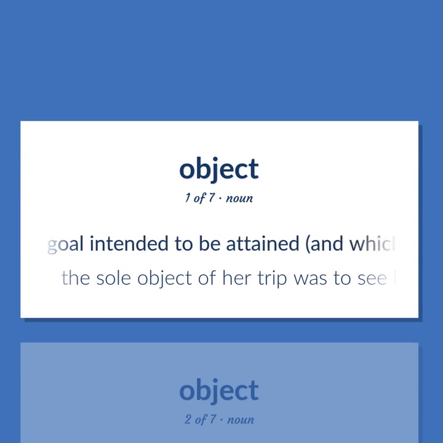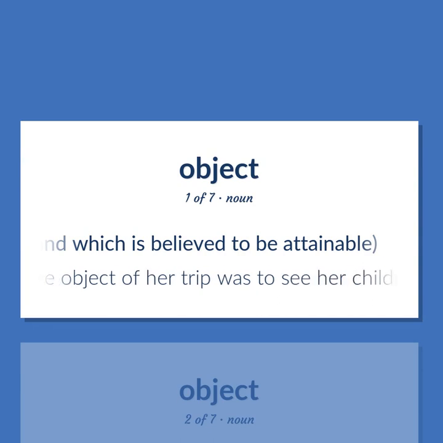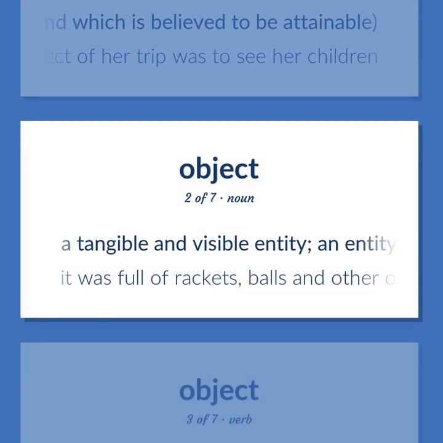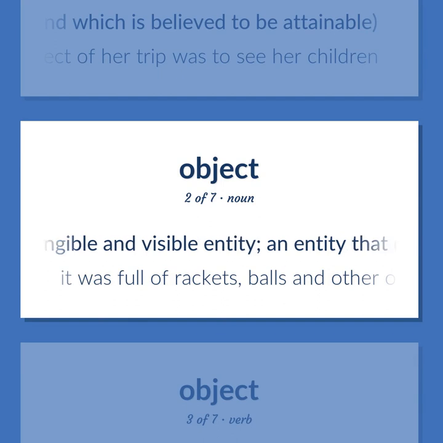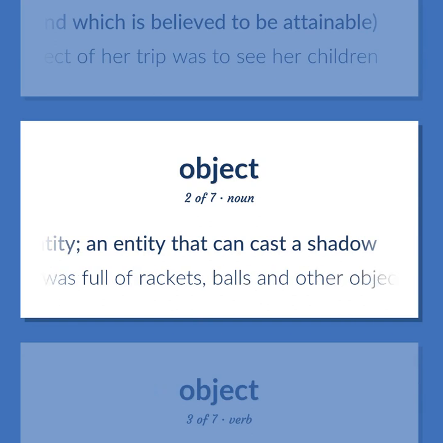The goal intended to be attained, and which is believed to be attainable. The sole object of her trip was to see her children. A tangible and visible entity. An entity that can cast a shadow. It was full of rackets, balls, and other objects.